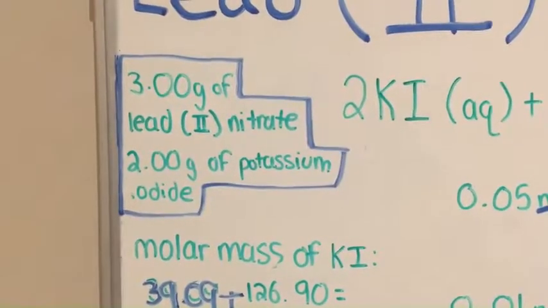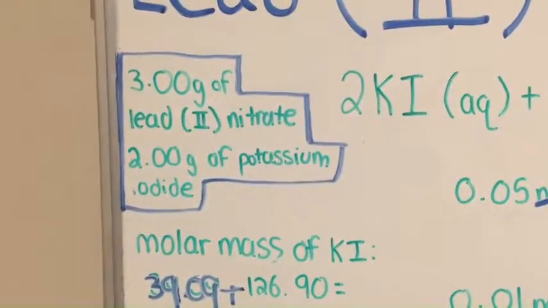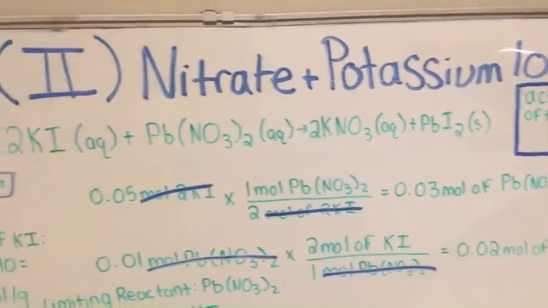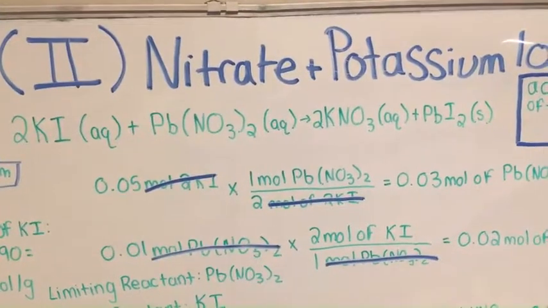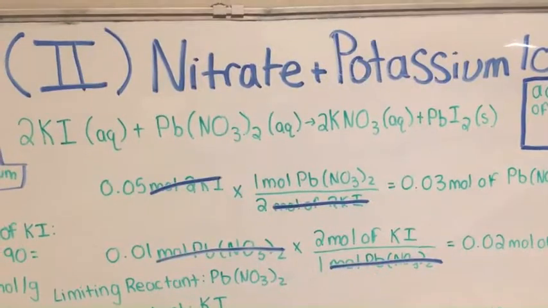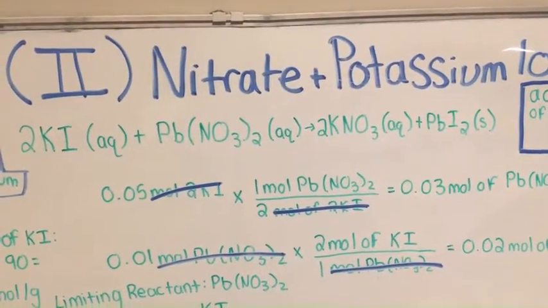We start off with 3 grams of lead-2 nitrate and 2 grams of potassium iodide. This is the balanced equation for our experiment. Potassium iodide in an aqueous state plus lead-2 nitrate in an aqueous state gives us potassium nitrate in an aqueous state plus lead iodide in a solid state.